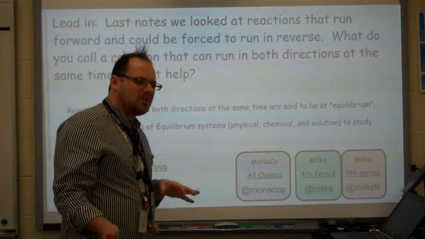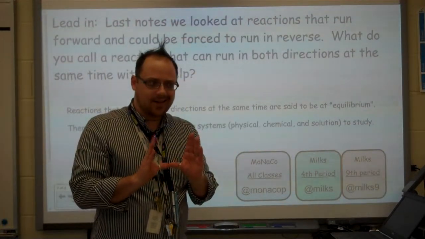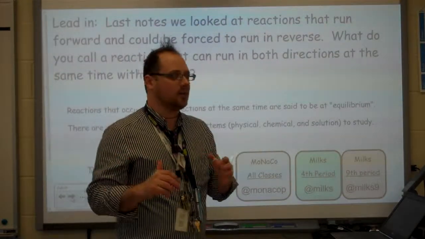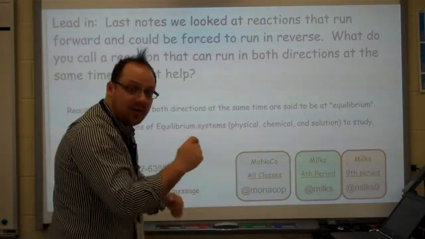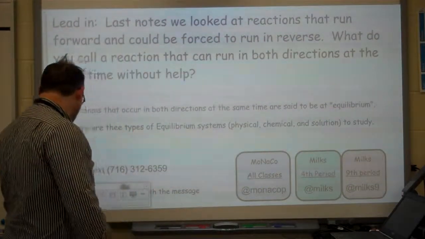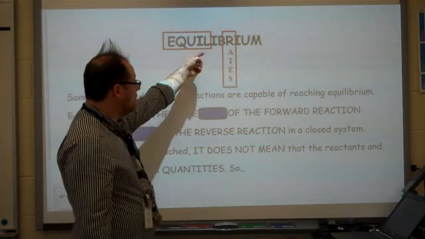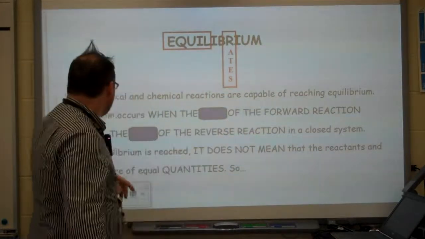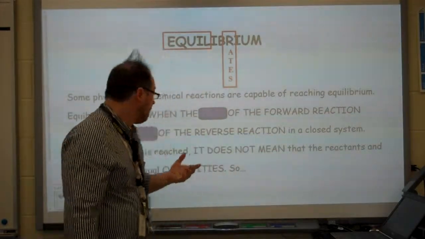The weird thing about equilibriums is that when you're looking at a reaction that's at equilibrium in a jar, it's like nothing's actually changing. It doesn't look like anything's going on, because the forward and the backwards are happening at the same time. So let's look at our notes. Equilibriums are about equal rates. Some physical and chemical reactions are capable of reaching an equilibrium.